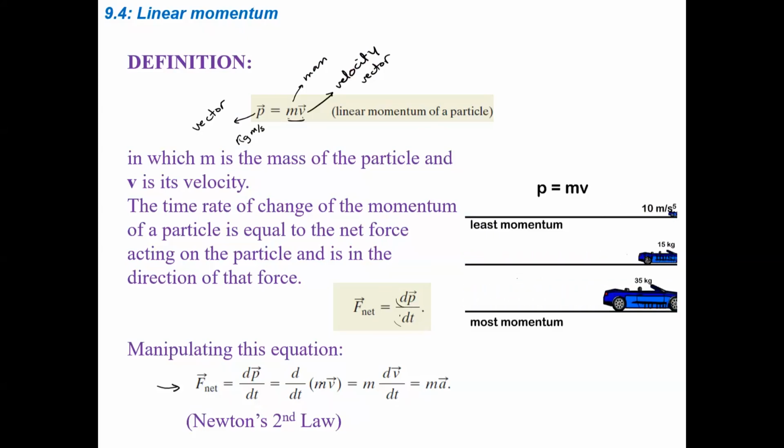Now the momentum is m times v. The mass doesn't change with time. Take that outside. What remains is dv over dt, which is none other than the acceleration. I got F net is equal to ma. This is Newton's second law. So from Newton's second law, I got another form, which is in terms of the linear momentum.